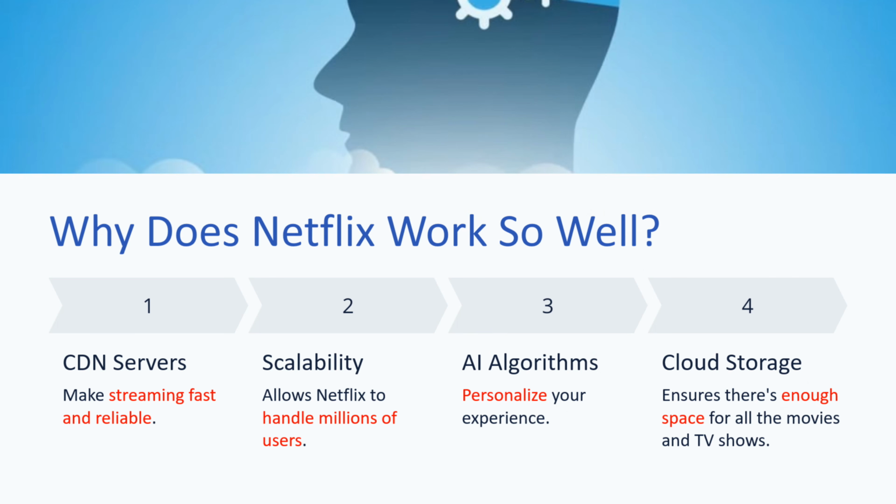Why does Netflix work so well? CDN servers make streaming fast and reliable. Scalability allows Netflix to handle millions of users. AI algorithms are used to personalize your experience. Cloud storage ensures there is enough space for all the movies and TV shows.